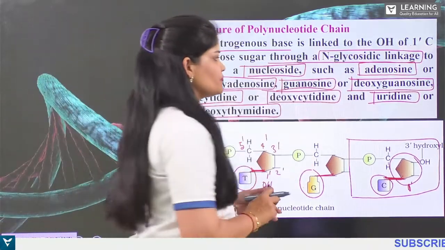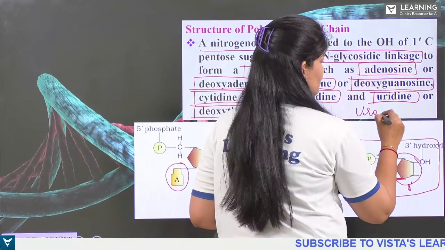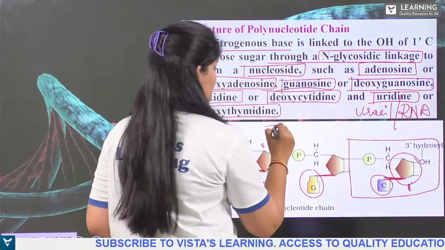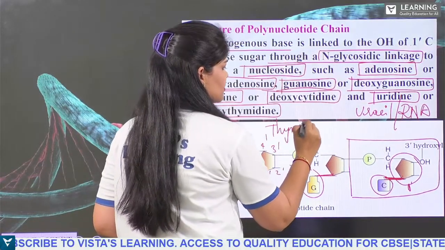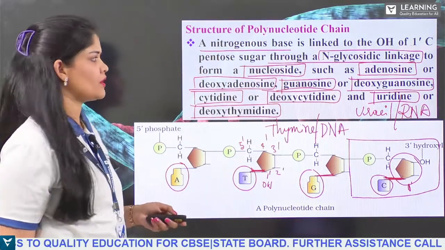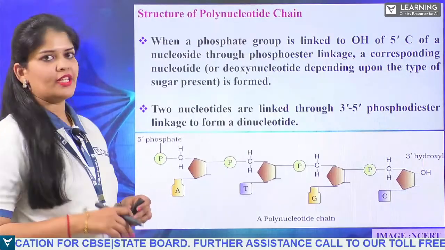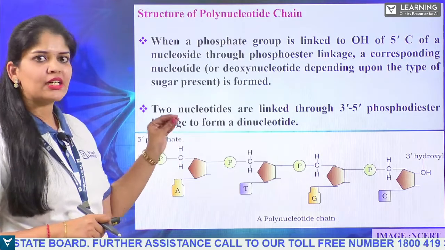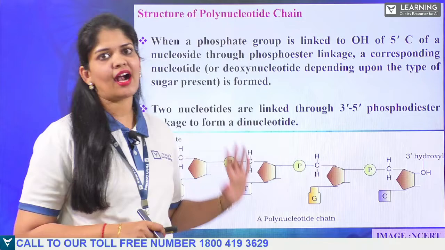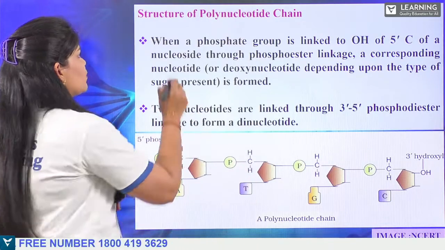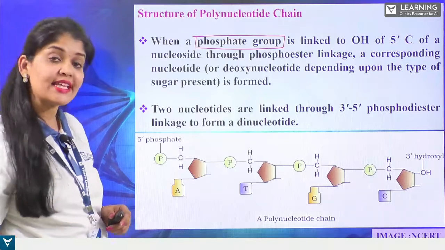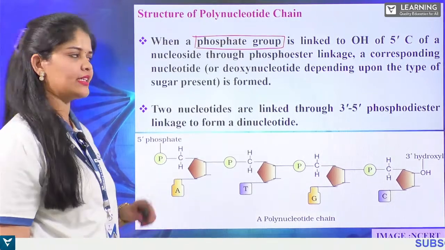So, uracil is the nitrogen base found in RNA. Thymine is the nitrogen base found in DNA. Right? Now, so here, this is all about the N-glycosidic bond present between sugar and nitrogen base, right? Now, when the phosphate group is linked to the nucleoside, that is what we call a nucleotide.